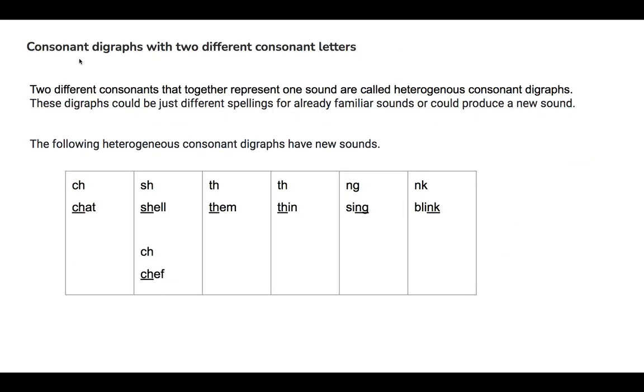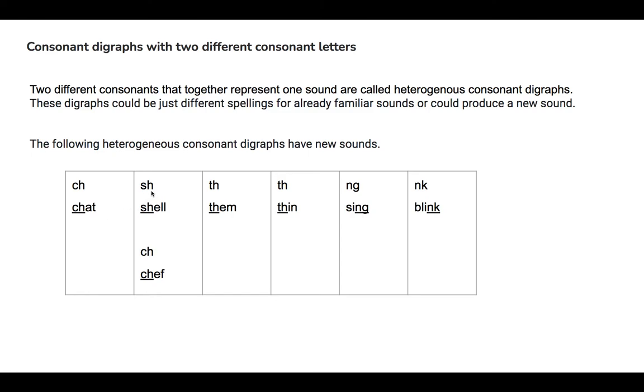Consonant digraphs with two different consonant letters. Sometimes two different consonants together represent one sound and are called heterogeneous consonant digraphs. They could have an already familiar sound or it could produce a new sound. The following heterogeneous consonant digraphs have new sounds. The letters C and H produce the sound ch. For example, ch, at, chat.